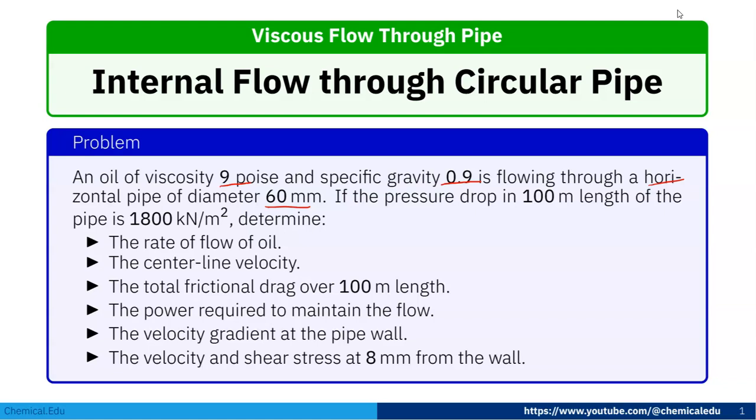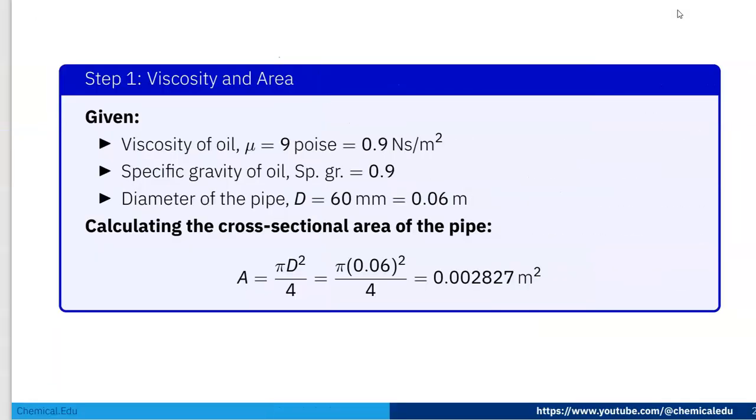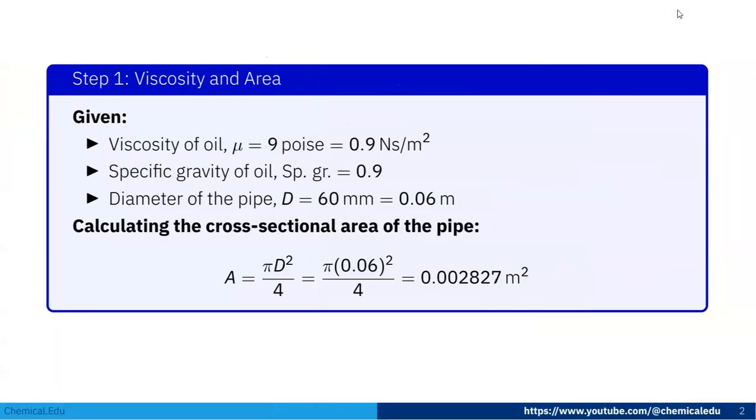If the pressure drop in 100 meter length of the pipe is 1800 kilonewton per meter square, determine the rate of flow of the oil, the center line velocity, the total frictional drag over 100 meter length, the power required to maintain the flow, the velocity gradient at the pipe wall, and the velocity and shear stress at 8 mm from the wall. Now here step 1, viscosity and area.